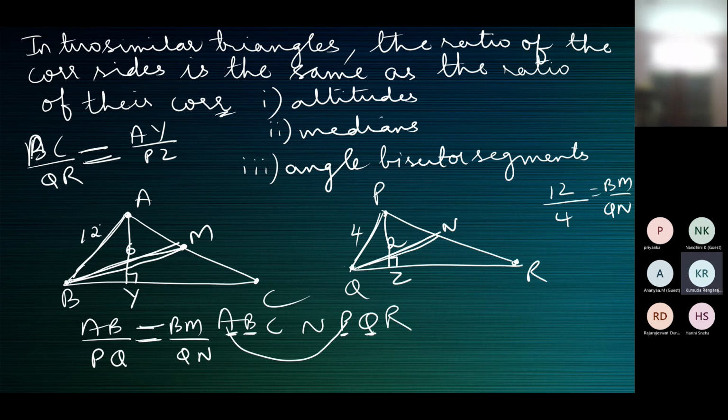So since this ratio BC by QR is 3:1, the ratio AY by PZ also will be 3:1. So now tell me, if AY is 9 units, how much is PZ? 3 units. It will be 3 units.